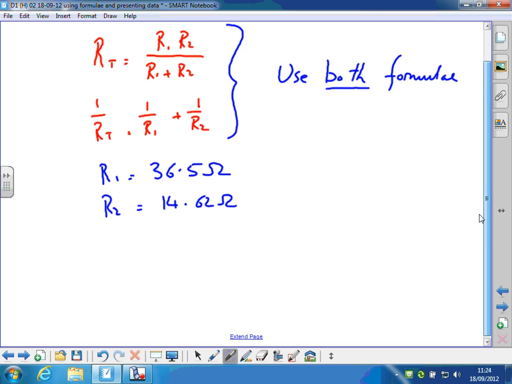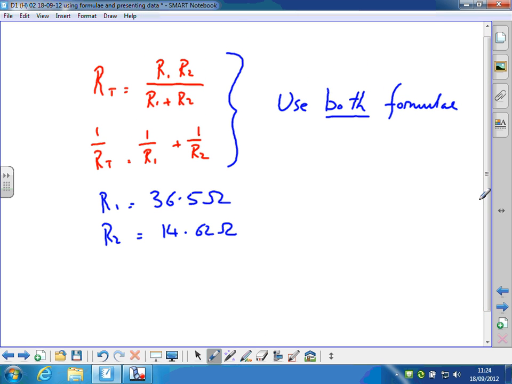Okay, let's have a look then. So if I use the top formula, well, we've practiced that already. On my calculator, I would use the fraction button and I'd literally type in 36.5 times 14.62, and then underneath the fraction button 36.5 plus 14.62. If I didn't use the fraction button, I have to remember to put this bottom bit in brackets, which is not necessary if you use the fraction button.